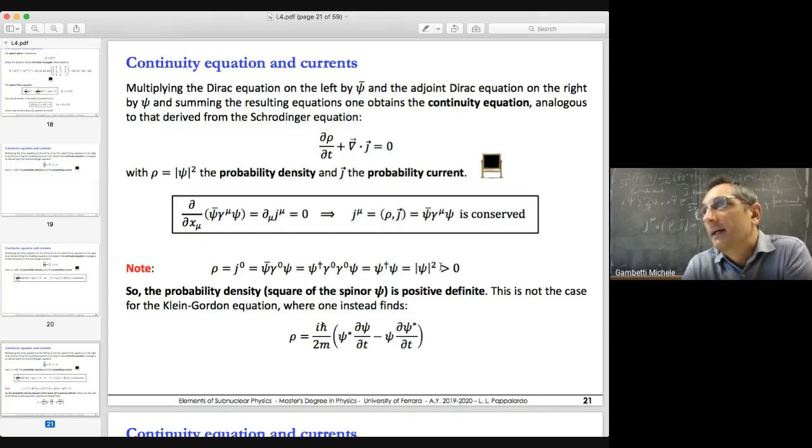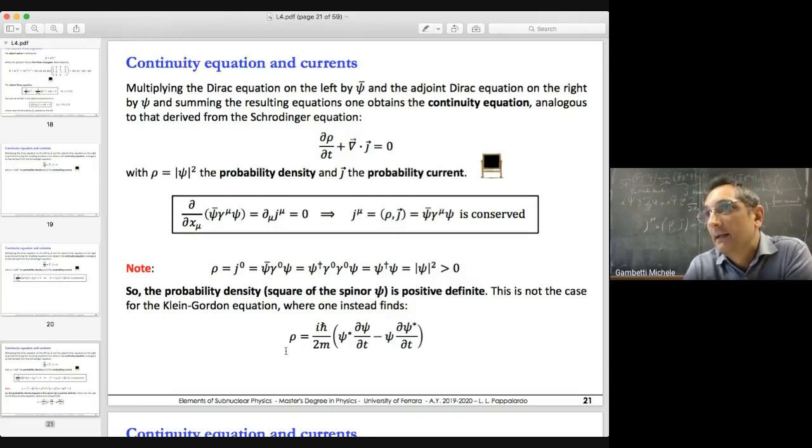And so the way it is defined is always positive. You end up with this quantity, which by definition is a square, so it is always positive. And this solves one of the problems of the Klein-Gordon equation that we just mentioned, but we didn't derive, but you can also derive it as an exercise.